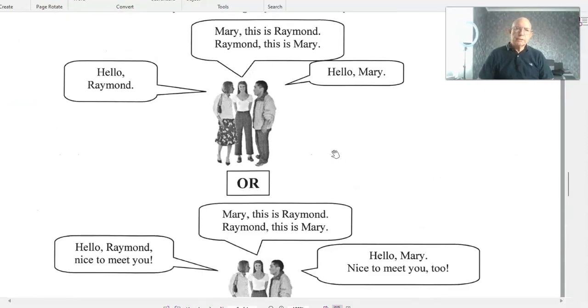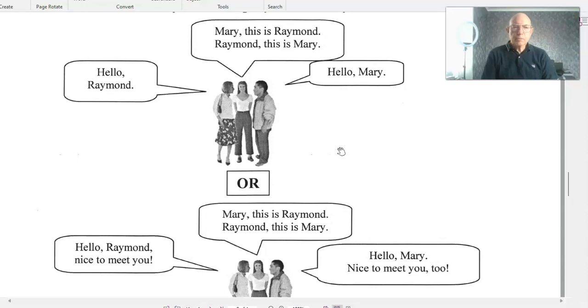So this is reviewing how you would introduce somebody. You typically introduce one side and then you introduce the other direction. So in this case, the speaker talks to the woman. It says, Mary, this is Raymond. And then she talks to the man, Raymond, this is Mary. So this would be considered the appropriate way to introduce two people.